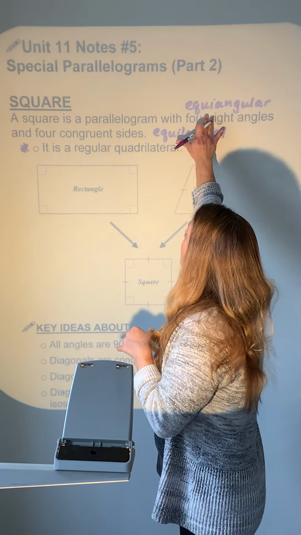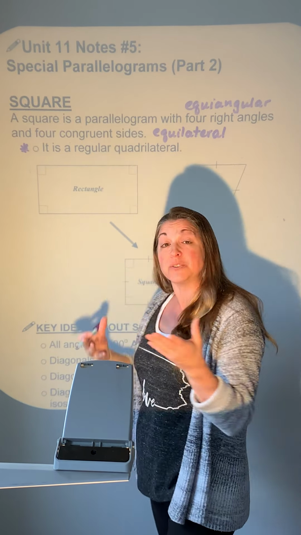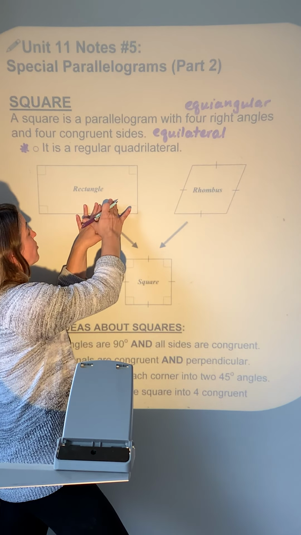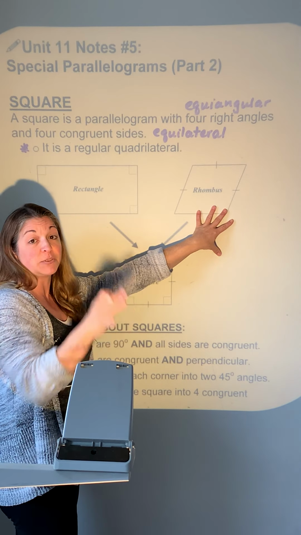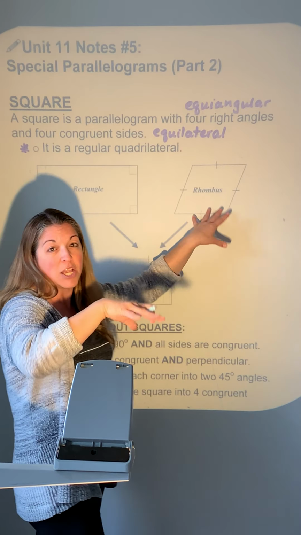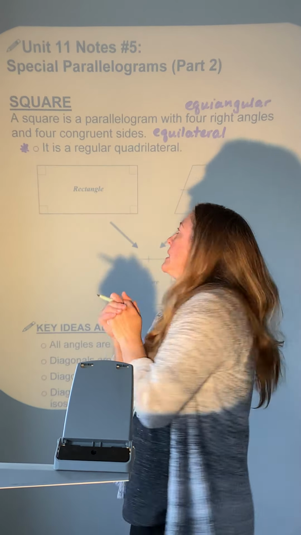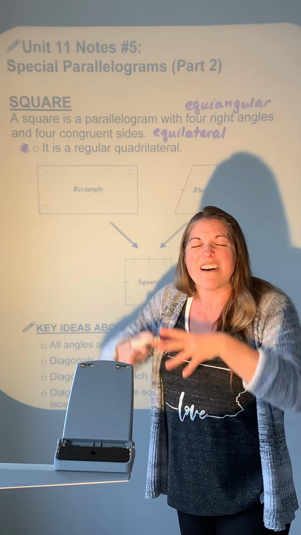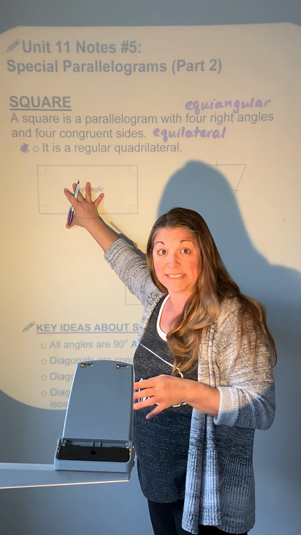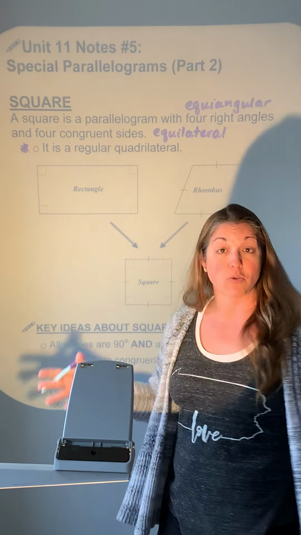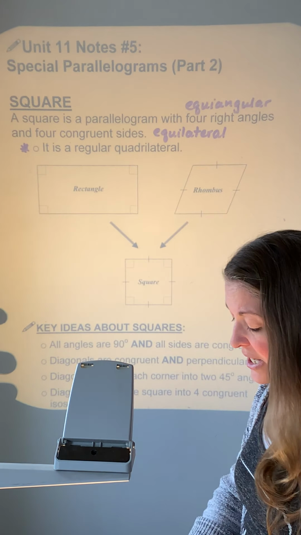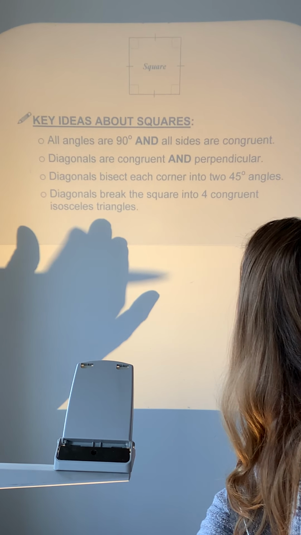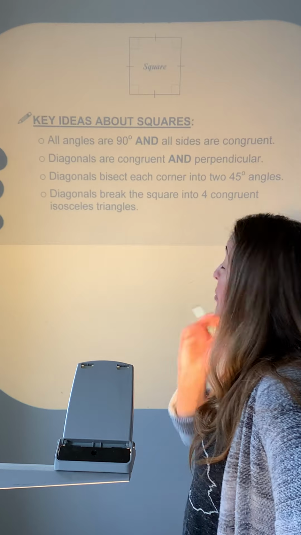You might also know that this sounds a little familiar because that's what we were just working with in our last section of notes. We had the rectangle, which had the 4 right angles, and then we had the rhombus, which had the 4 congruent sides. So I like to think about the square as the little baby of the rectangle and the rhombus. The square will have everything that the rectangle has, and it will have everything that the rhombus has. So that's what I want you to think about as we take a look at our key ideas for the square. These will look super familiar.